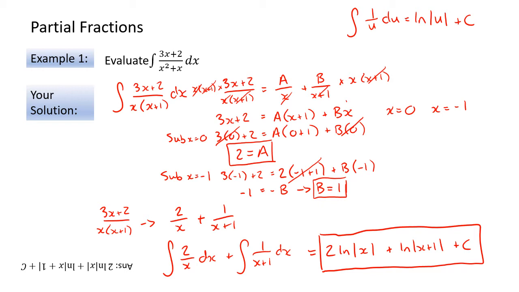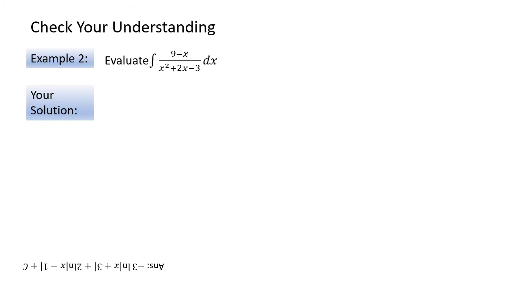The steps are always the same, and usually if they're first order, x plus 1, 3x plus 2 in the denominator, we will end up at the end with some functions of ln. Okay, so let's look at our next example. Evaluate the integral of 9 minus x divided by x squared plus 2x minus 3, dx.